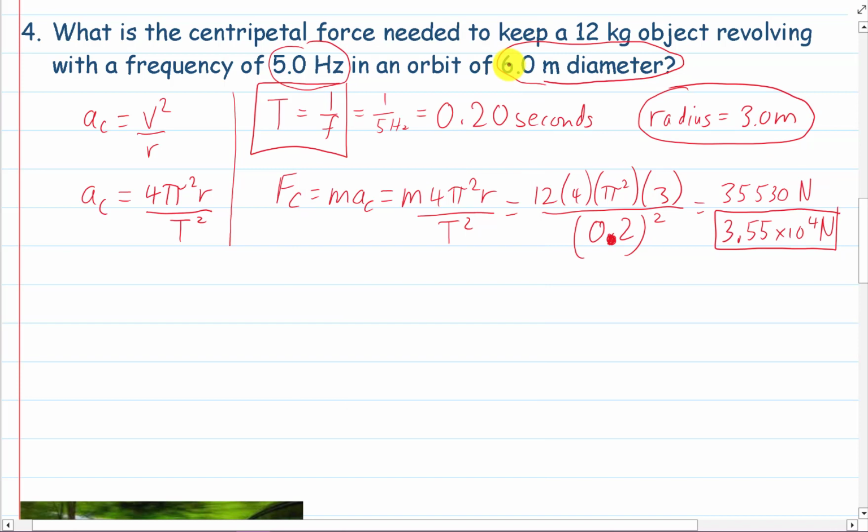Surprise question, part B. What is its speed?